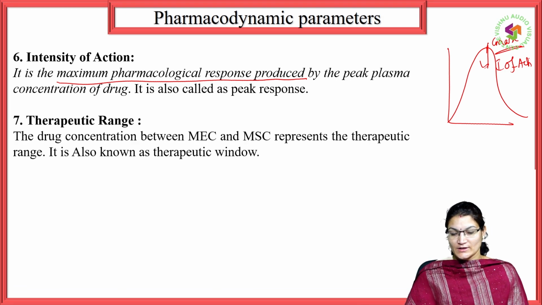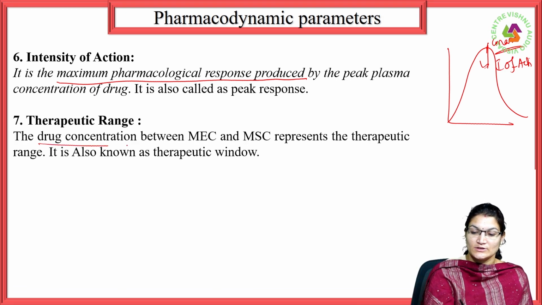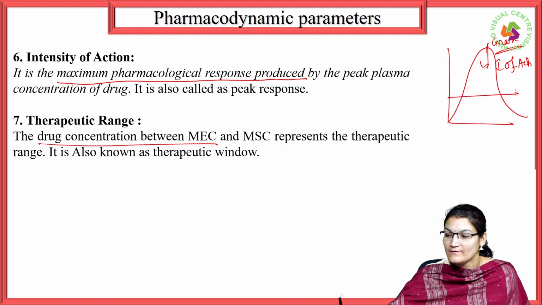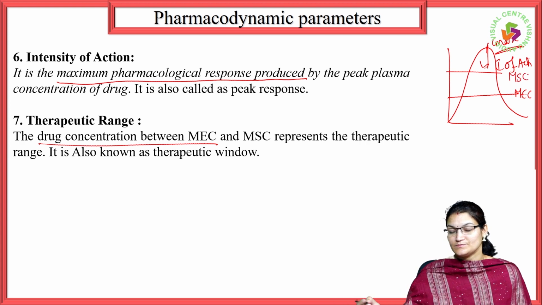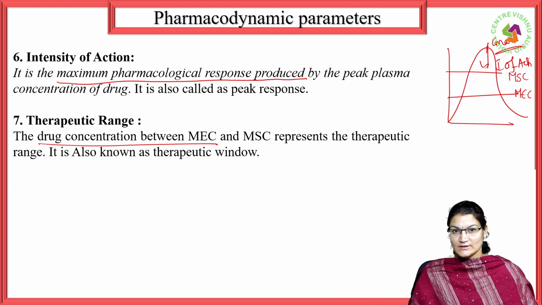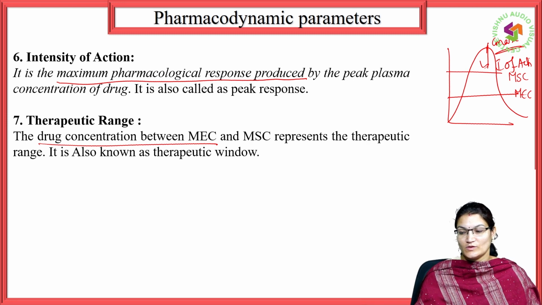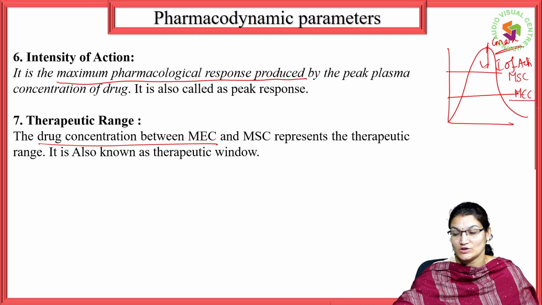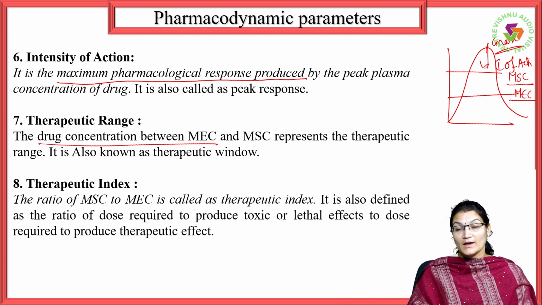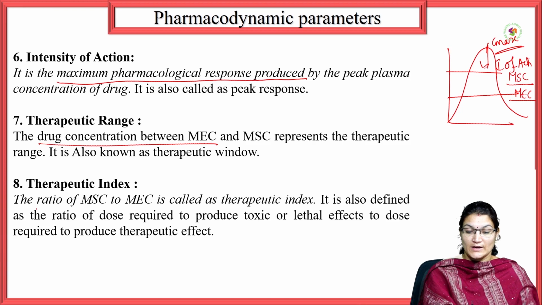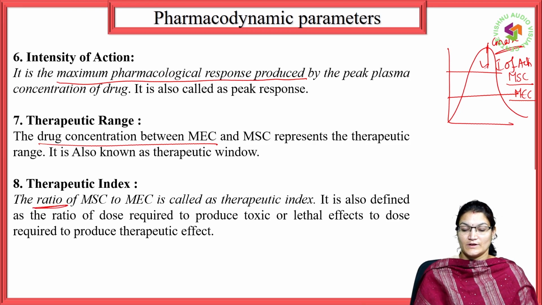Next, therapeutic range. It is the drug concentration between minimum effective concentration and maximum safe concentration. So therapeutic range is nothing but the drug concentration between minimum effective concentration and maximum safe concentration. If you take it in terms of ratio, that is called therapeutic index.